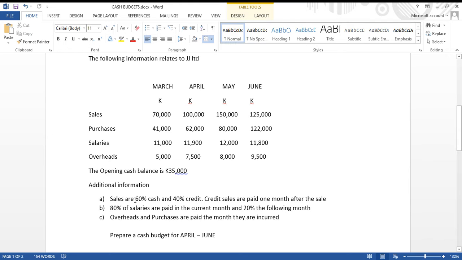We've got additional information. Sales are 60% cash and 40% credit. Credit sales are paid 1 month after the sale. 80% of salaries are paid in the current month and 20% the following month. Overheads and purchases are paid the month they are incurred. Prepare a cash budget for April to June.